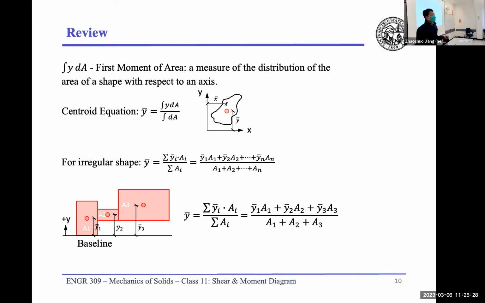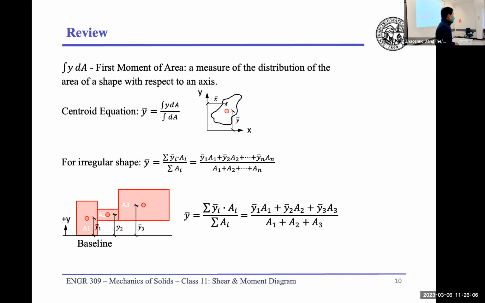With that said, when you calculate your centroid, a very important first step is to define your baseline. Without your baseline, you give me an answer, it's impossible for me to judge if that's correct or not. Because if you say, okay, my y bar is 3 inches, is it counting from here? Is it counting from there? That is not a definite answer. So with that said, to calculate the centroid, the important first step is you need to first define your baseline.